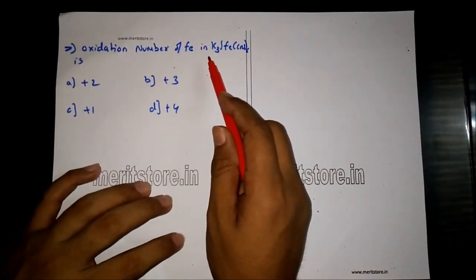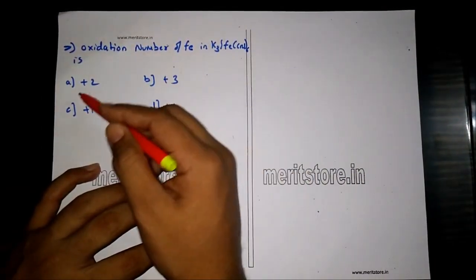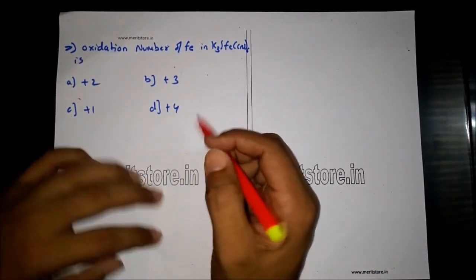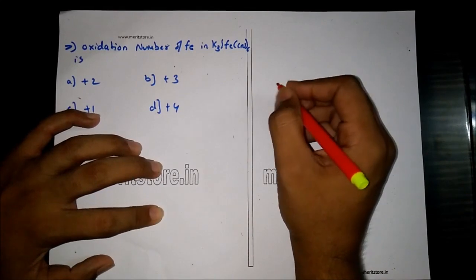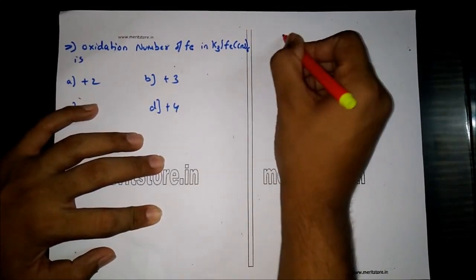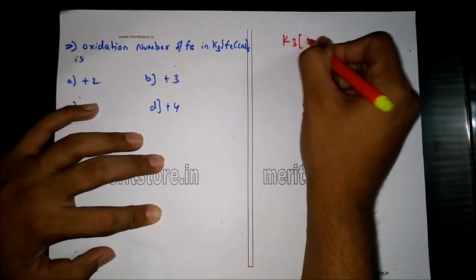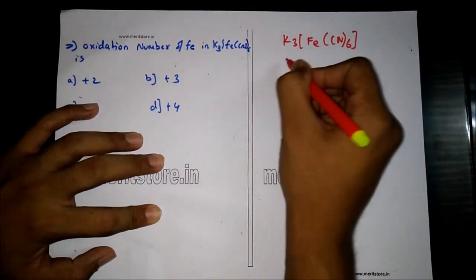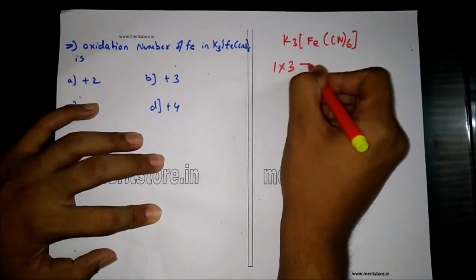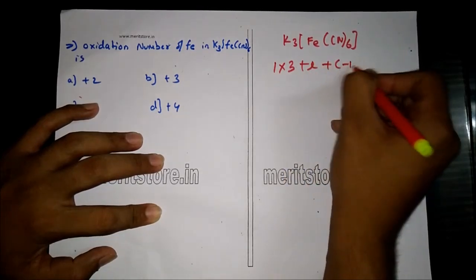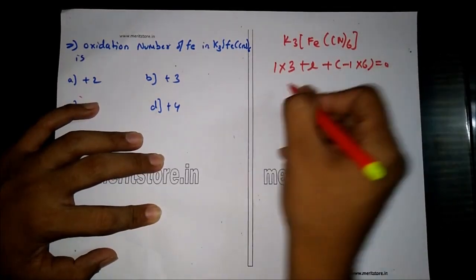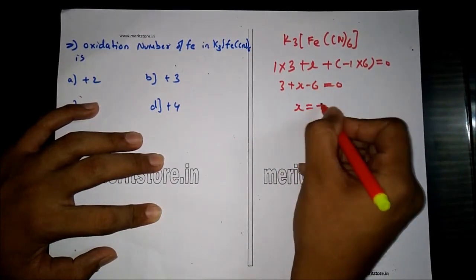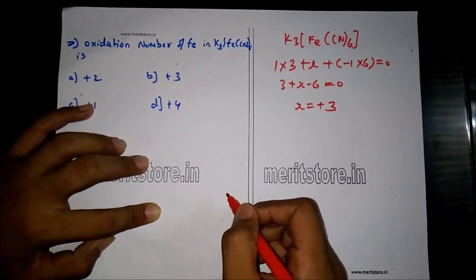Oxidation number of iron in K3[Fe(CN)6] is A plus 2, B plus 3, C plus 1 and D plus 4. Now let the oxidation state of iron be X in K3[Fe(CN)6]. Therefore 1 into 3 plus X plus minus 1 into 6 equal to 0. So 3 plus X minus 6 equal to 0 and X is equal to positive 3. The correct answer here is option B.